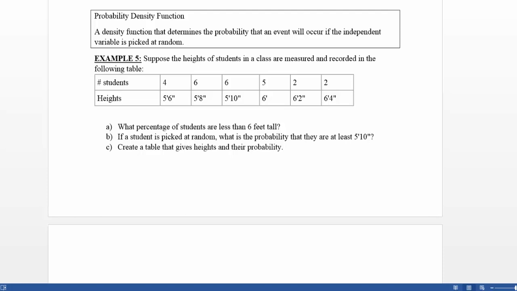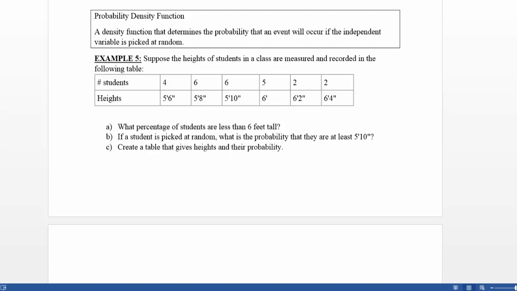Probability density function. So it's taking the same types of information, but changing how the question is asked. Before, the question was always, what percentage of the population meets this requirement? Now we're going to be asking, what's the probability that this thing will occur if an independent variable is picked at random? So if we're asking you for the probability that something happens, we're equivalently asking you what percentage of the population has this characteristic.